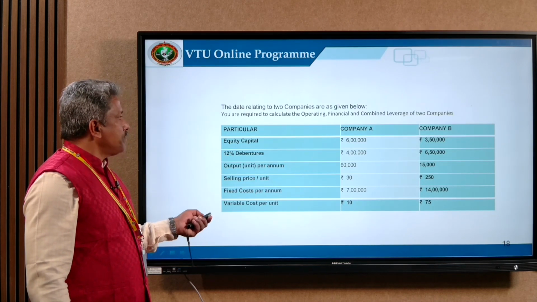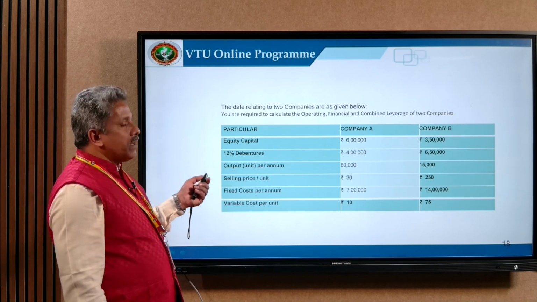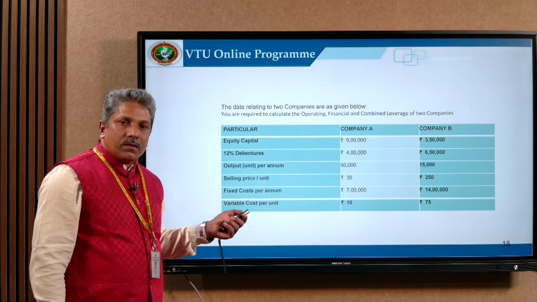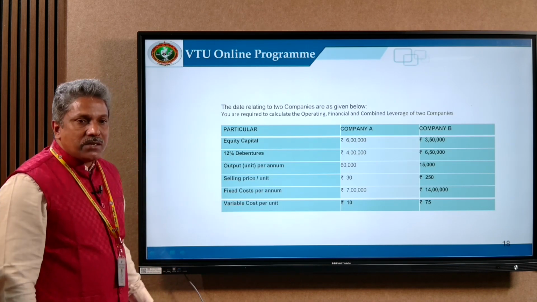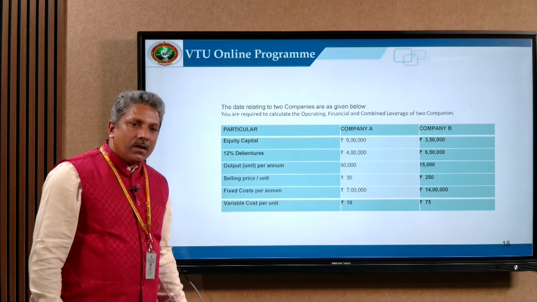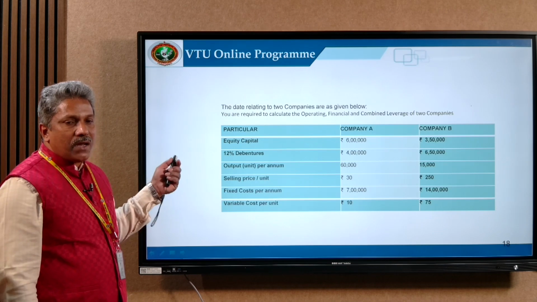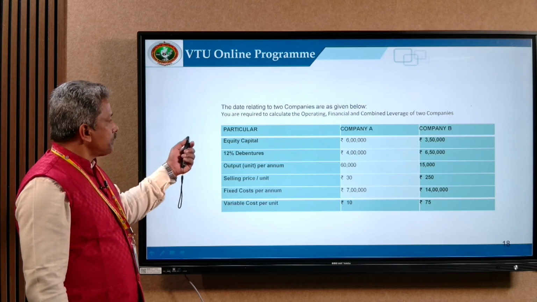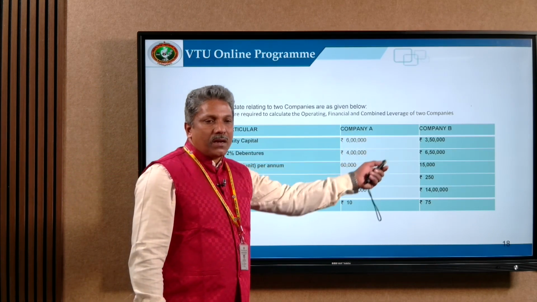Next, we will solve another problem on leverages, then this topic will be very clear to all of you. The data relating to two companies are as given below. You are required to calculate the operating, financial and combined leverage of the two companies. Here the information is given with respect to company A and company B.